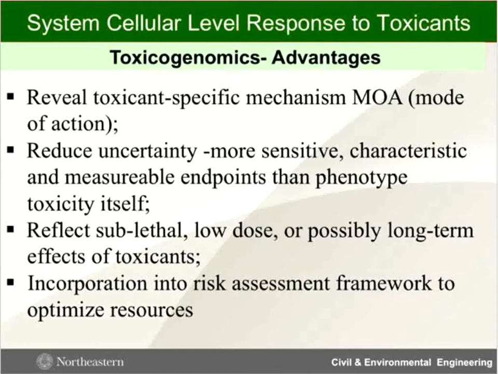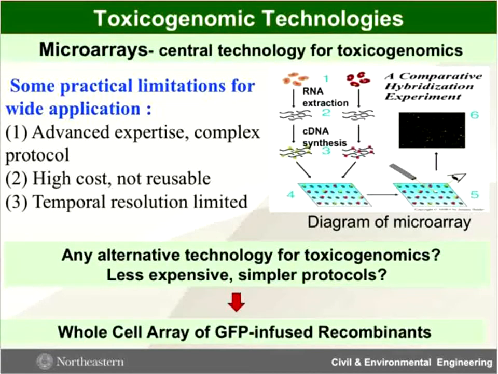And because we are observing at the transcription level, not waiting until we reach the phenotype damage, we can observe sublethal effects. For the other approach, you need a dose high enough so you can see death or some effect. So we can observe sublethal and low-dose or potentially even long-term effects of toxicants indicated at the transcriptional level. In the end, if an endpoint can be quantitative, then it can potentially be incorporated into the risk and regulatory framework. That started with my first motivation.